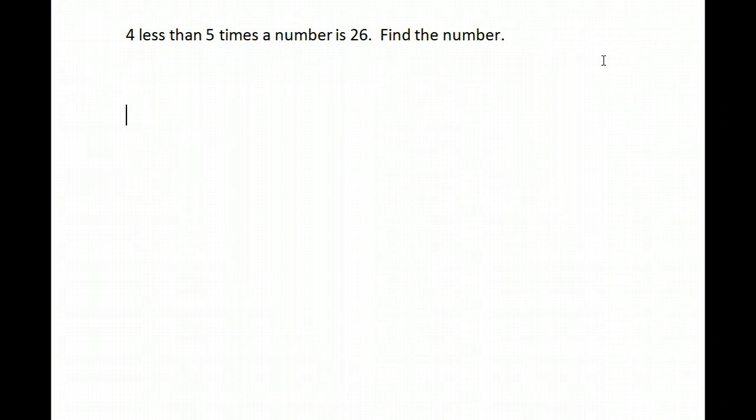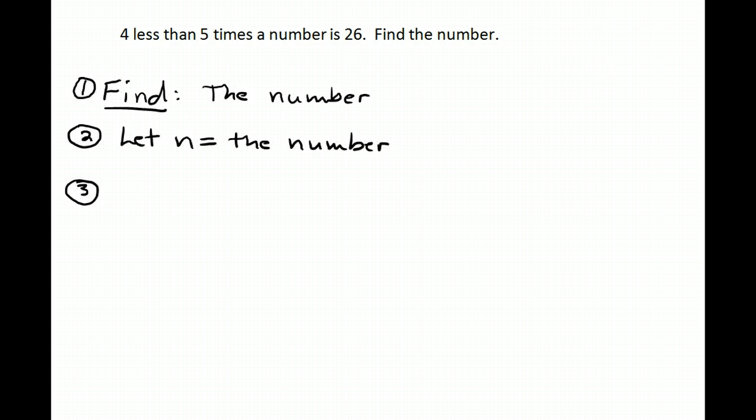4 less than 5 times a number is 26. Find the number. We're going to start with step 1. Okay, we have the problem 4 less than 5 times a number is 26. Find the number. I have written down my find statement. I'm finding a number again, and I'm going to use n to represent the number.